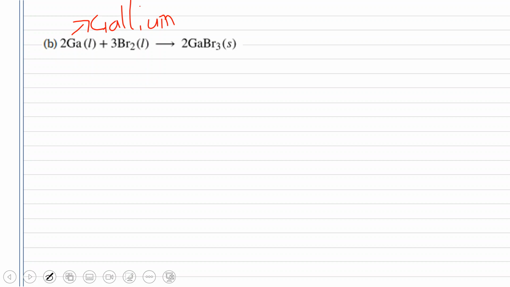Now, who knows the name of this element? This is an element called bromine. Bromine, or however you want to call it.